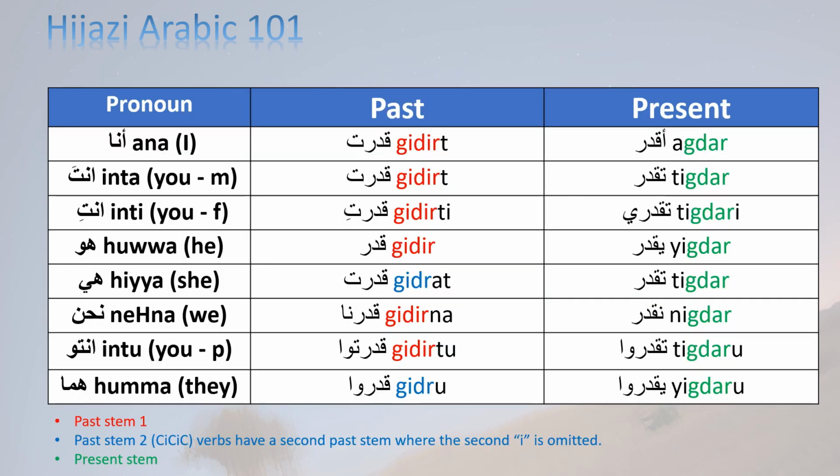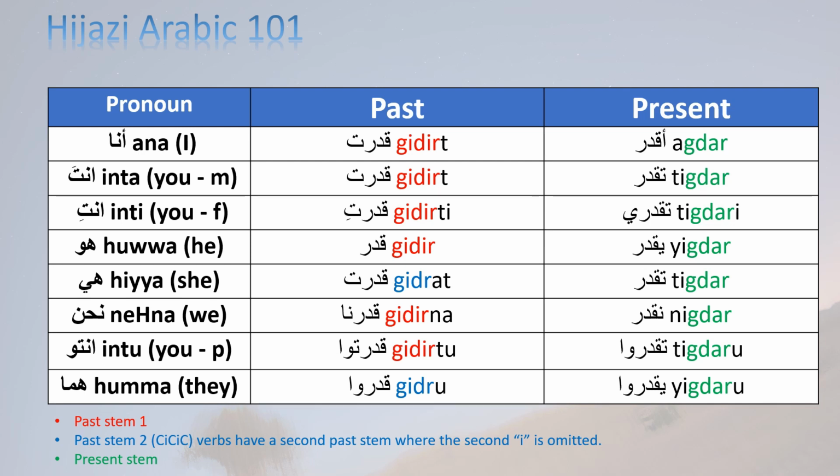أنا قدرت. I could. انت قدرت. You could. And it's pronounced exactly the same way as the previous one. انتي قدرتي. You feminine could. هو قدر. He could. هي قدرت. She could.